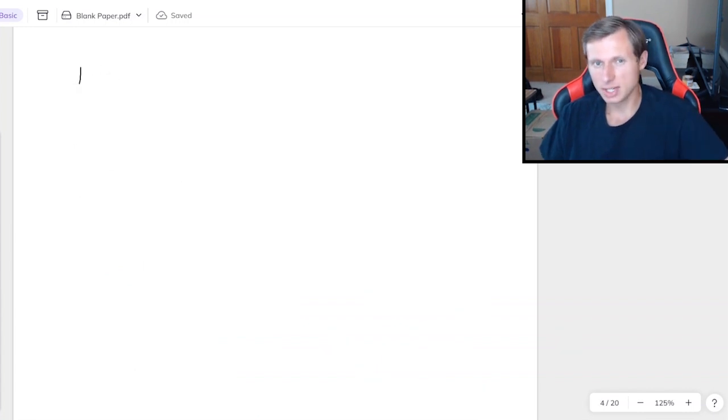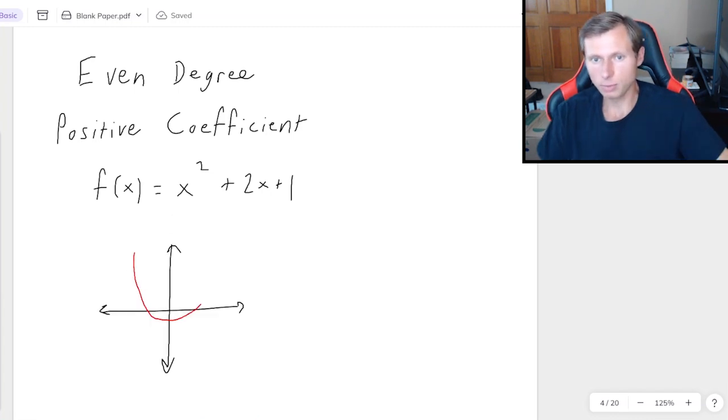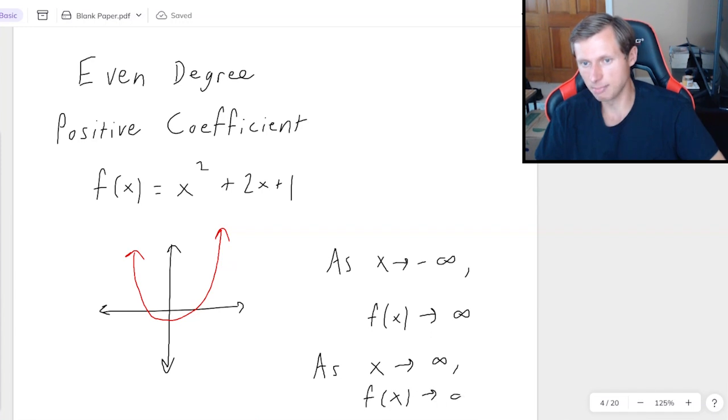Now let's do the even degrees. First we'll do even degree, positive coefficient. This could be something like f of x equals x squared plus 2x plus 1, because all I care about is the x squared, and it's squared, which is even and positive. So then the graph will look something like this. But most importantly, as x approaches negative infinity, the left, f of x is going to approach positive infinity, and it's the same as x approaches positive infinity, f of x approaches positive infinity. So positive infinity for both, because from the left and the right it's going up.